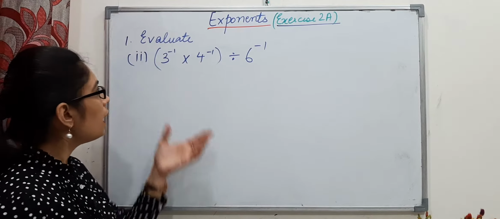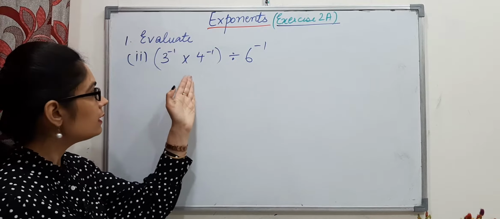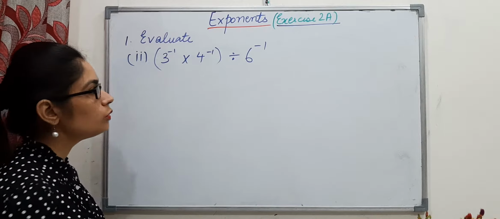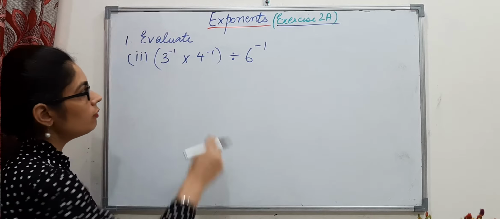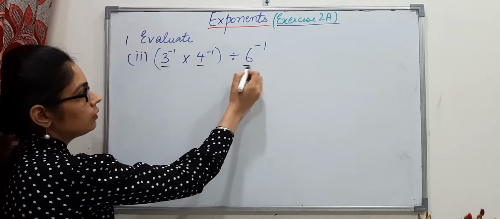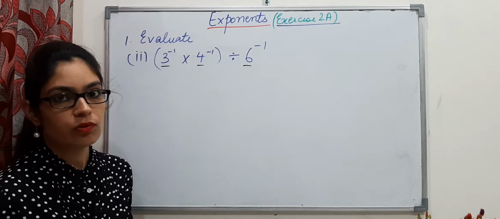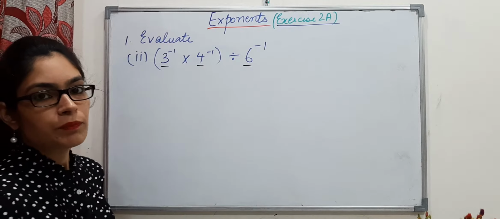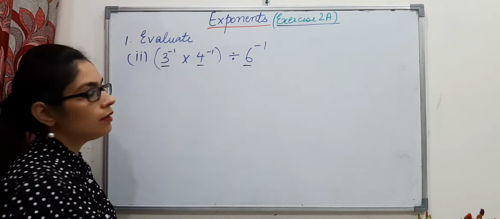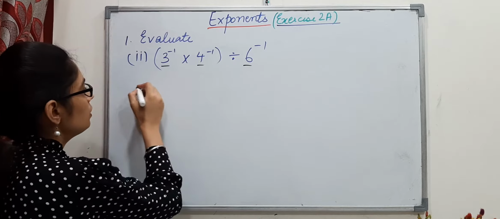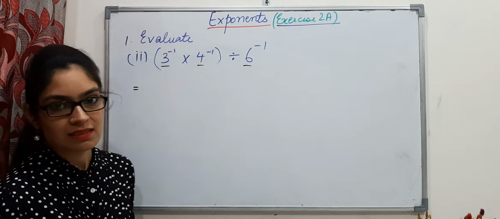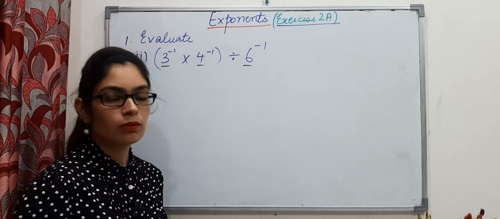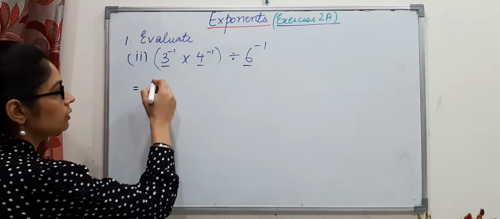In the second part it's given to us (3 to the power minus 1 into 4 to the power minus 1) divided by 6 to the power minus 1. Here we can see the numbers are in their exponential form, because base and power are there in all three numbers. But none of the bases are the same, so how to solve? If the bases are not the same, then we cannot apply either the product rule or the quotient rule. So directly we have to start and solve it.